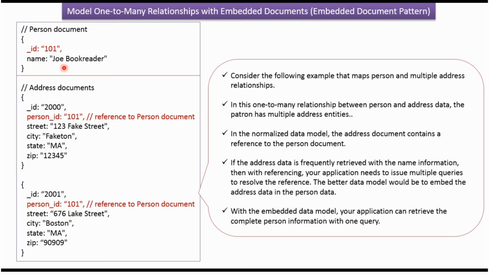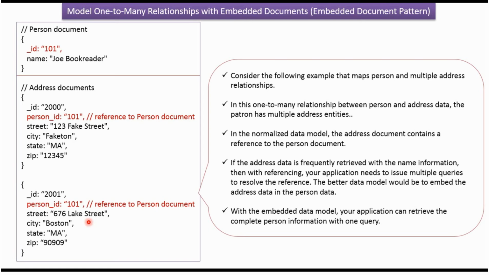Suppose based on person name, you have to retrieve address data very frequently. Then in this data model, we have to use multiple queries to resolve the references. In this case, first based on person name, we have to get the person document, and from that we have to get the primary key, and using this primary key, we have to find related address data from the address collection, and this will cause a performance issue.